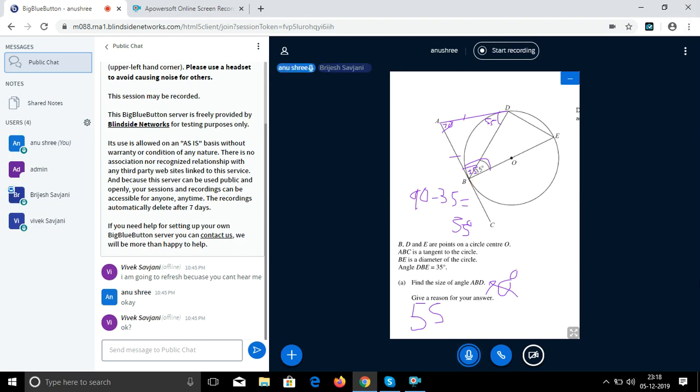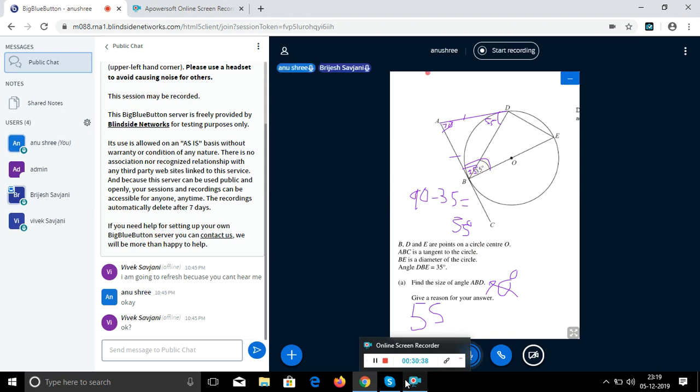Because a radius and a tangent meet perpendicularly, and if two tangents meet at the same point, then they must be equal in length. So AB equals AB, which makes ABD an isosceles triangle.